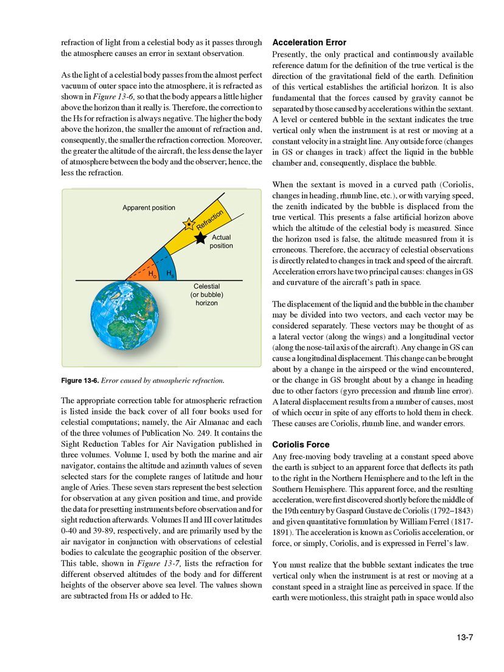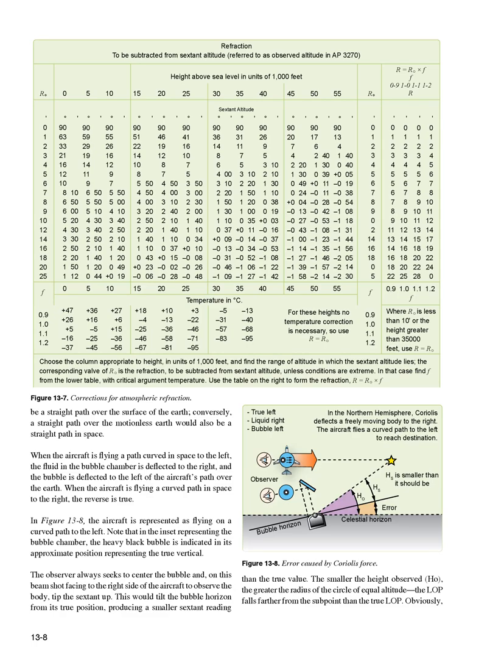You must realize that the bubble sextant indicates the true vertical only when the instrument is at rest or moving at a constant speed in a straight line as perceived in space. If the Earth were motionless, this straight path in space would also be a straight path over the surface of the Earth. Conversely, a straight path over the motionless Earth would also be a straight path in space. When the aircraft is flying a path curved in space to the left, the fluid in the bubble chamber is deflected to the right, and the bubble is deflected to the left of the aircraft's path over the Earth. When the aircraft is flying a curved path in space to the right, the reverse is true.